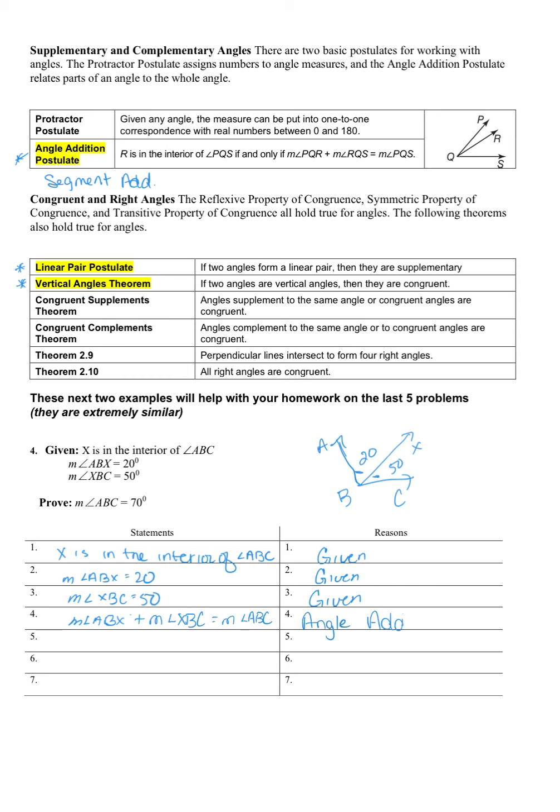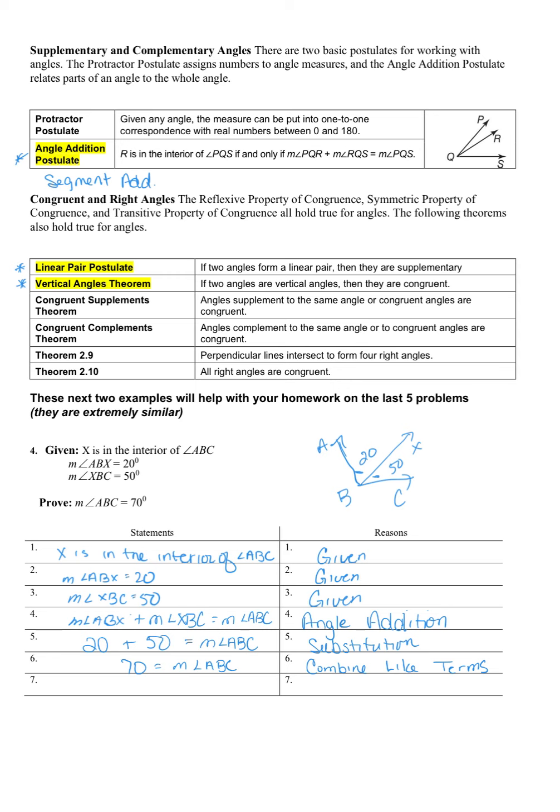Just like segment addition says that you can add two segments together, angle addition says we can add two angles together. Now I've got all my letters in place, but I want the numbers. So we're going to pull the letters out and drop the numbers in their place. That's going to be substitution. So I put the 20 in for the ABX, and I put the 50 in for the XBC because we were given that information. Now we're going to combine our like terms.